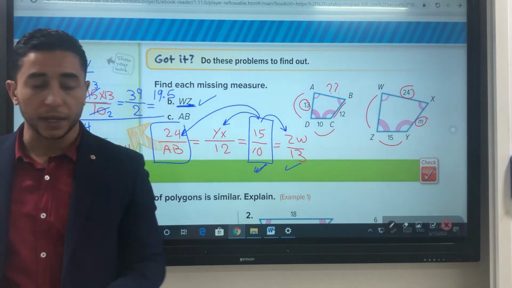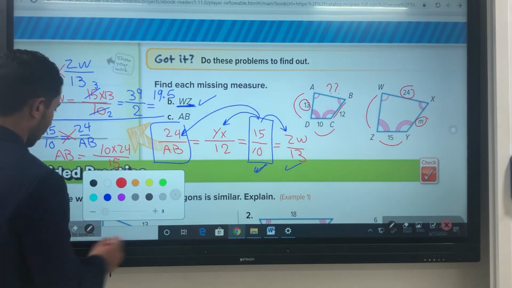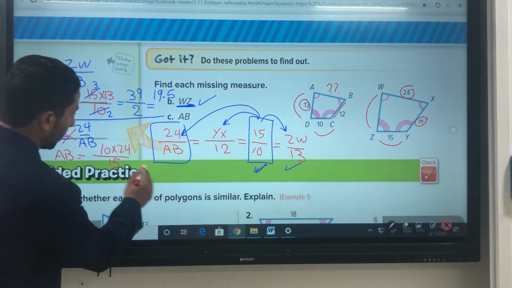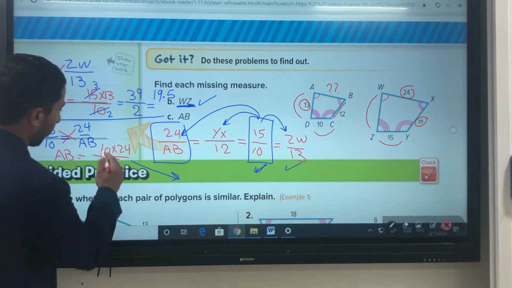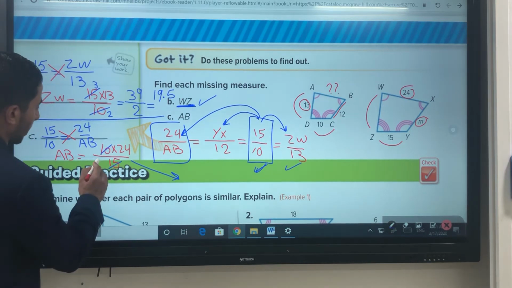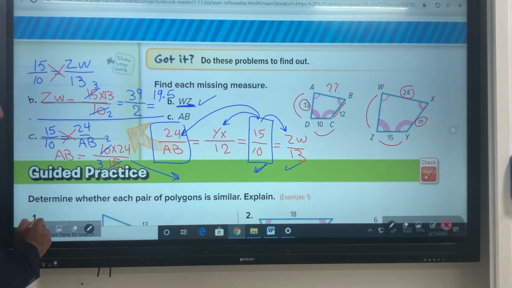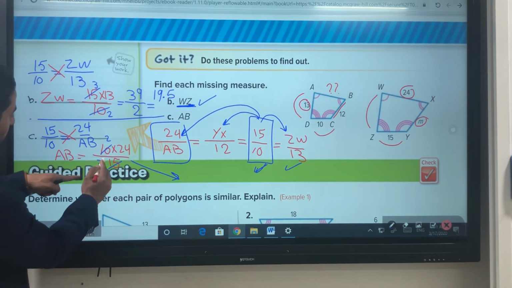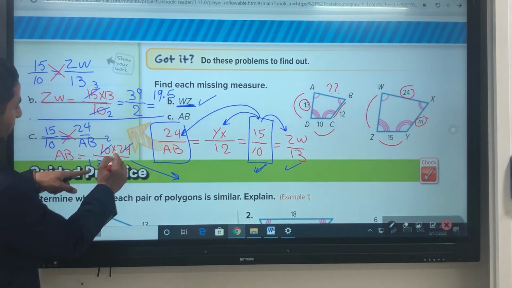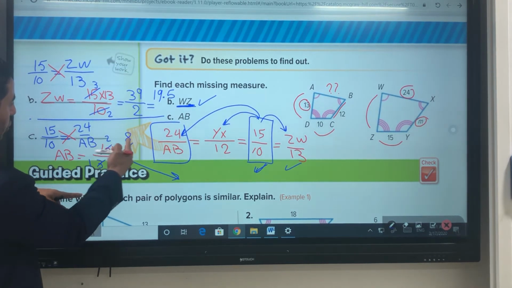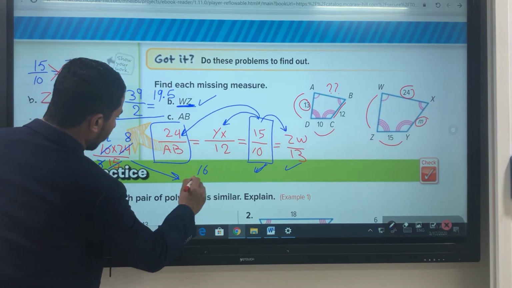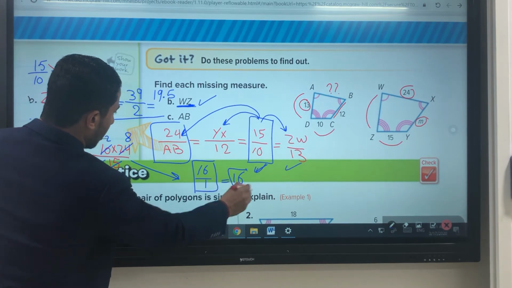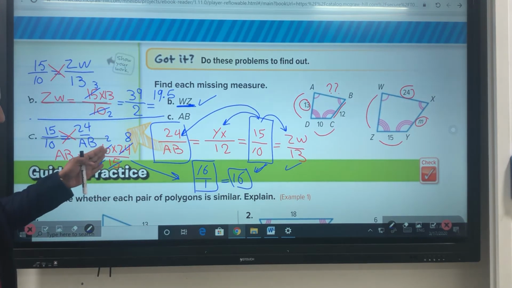Simplify before multiply. Okay, so here divided by what? Divided by 5: 15 divided by 5 equals 3, and 10 divided by 5 equals 2. And then 24 divided by 3, and 3 divided by 3 equals 1. So 24 divided by 3 equals 8. 2 times 8 equals 16 over 1. So equals 16. So here I simplify before multiply.